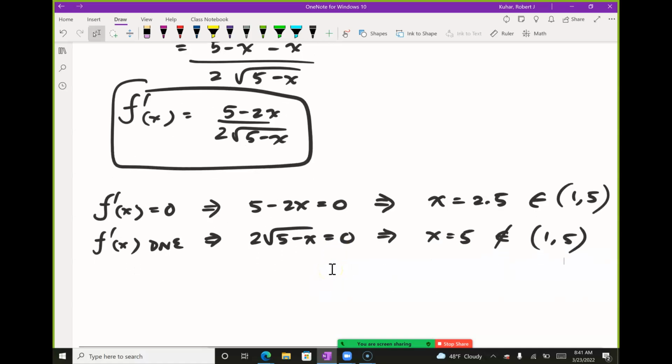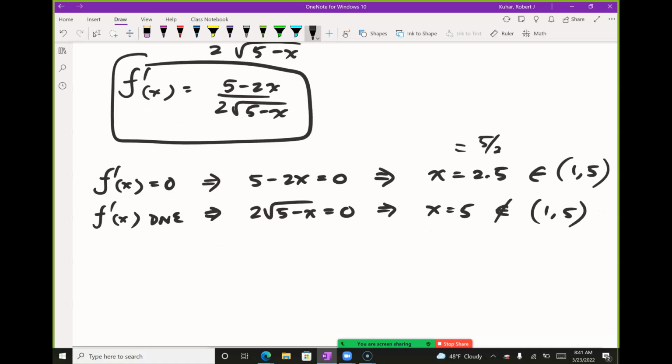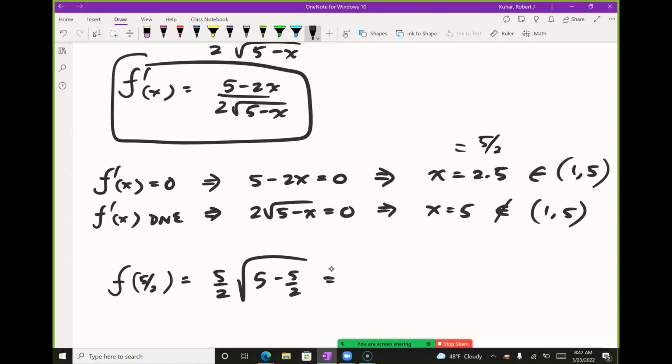So I know my critical value now, right? I actually like 5/2 better than 2.5, because I want to get a nice, pretty exact answer. So I have to find f of 5/2, right? So that's 5/2 times the square root of 5 minus 5/2. So that's 5/2 times, what is that, 10/2? Yep. Right? 10/2 minus 5/2 is 5/2.